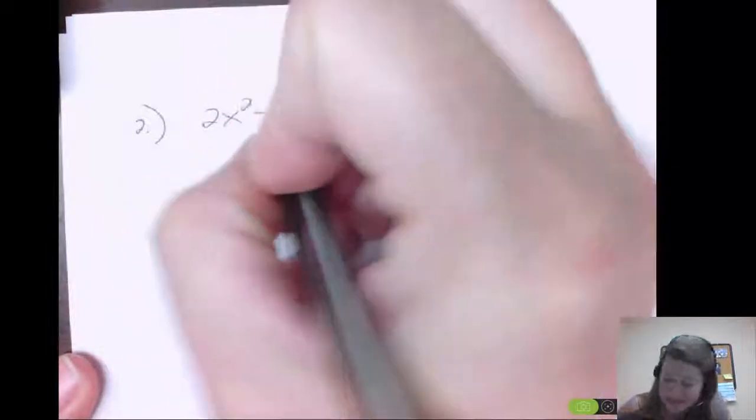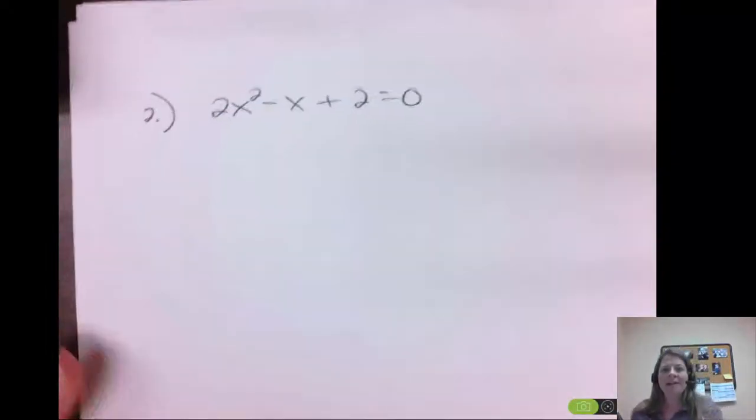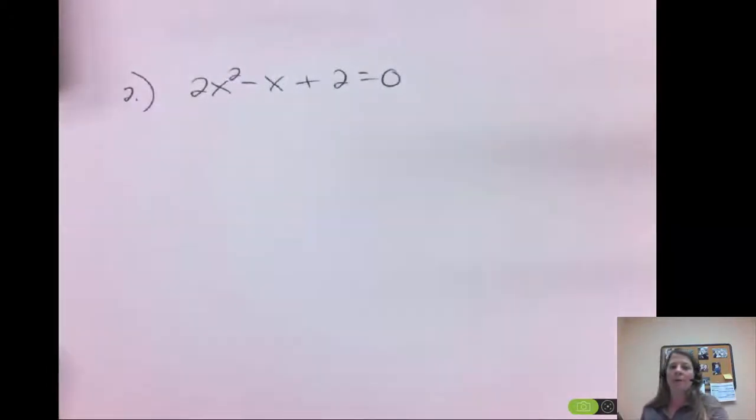What if I have imaginary? So what if I have some i's in there? Because that one's a little hard for a lot of people too. So let's see. What if I have 2x squared minus x plus 2 equals 0? So it's already in the set equal to 0 form.